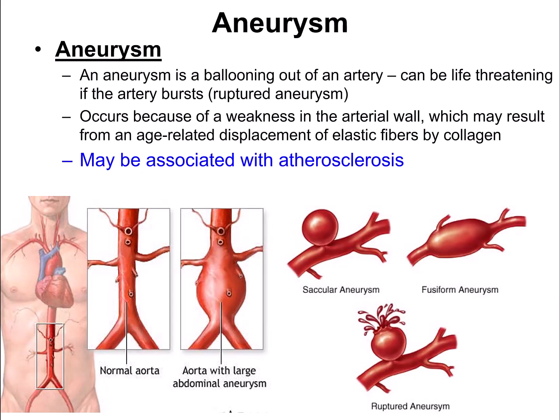Aneurysms are a ballooning out of an artery, and these can be life-threatening if the artery bursts, which is a ruptured aneurysm. This occurs because of a weakness in the arterial wall, which may result from age-related displacement of elastic fibers by collagen. So here's an example of the aorta, descending aorta with a large abdominal aneurysm. It can be associated with atherosclerosis, and if the aneurysm becomes too big, they can go in and put a sleeve around here to prevent that aneurysm from bursting.